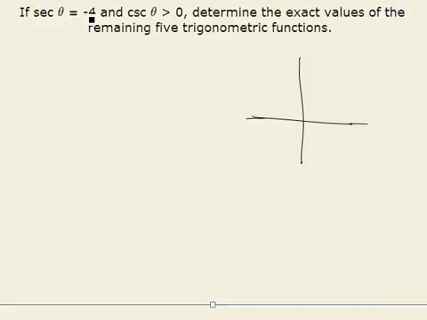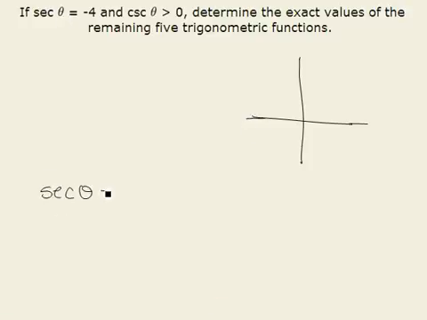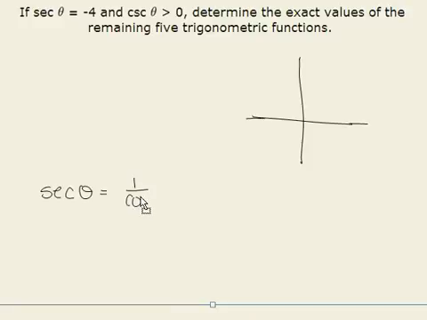If we know secant is negative, and secant theta is 1 over cosine theta, implying that secant theta is 1 over cosine, which is negative, this implies cosine is also negative.